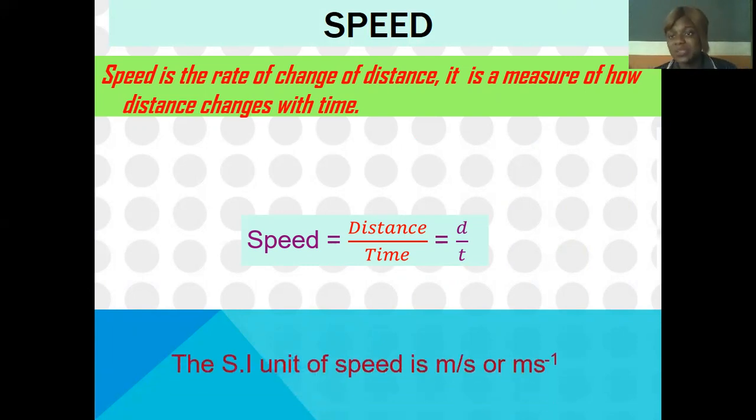So the SI unit, I don't know if some of us are familiar with the SI unit system. It's the standard units that we use in physics. The SI unit of speed is meters per second, or you can say meter second raised to the power of negative one. It's the same thing as meters per second. So that's on speed. We're still going to come back to this anyway.